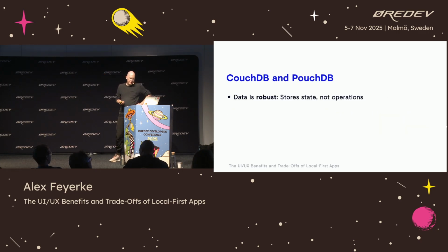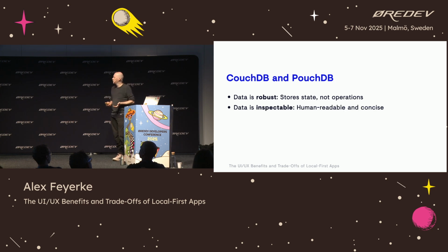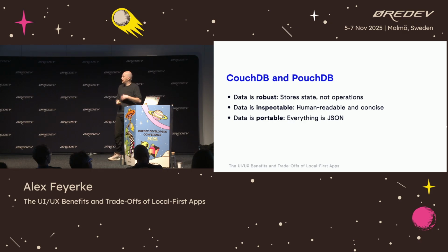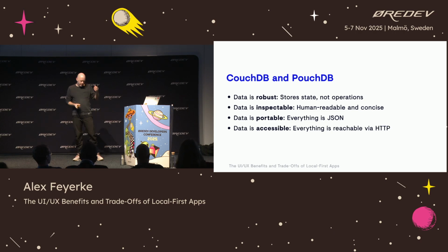So the data is robust because it stores state, and the documents are complete. It's inspectable because it's all human readable and concise, and the data maps to your UI. So a to-do list item in the database looks pretty much like a to-do list item in the UI. It's portable because everything is JSON everywhere, and it's accessible.